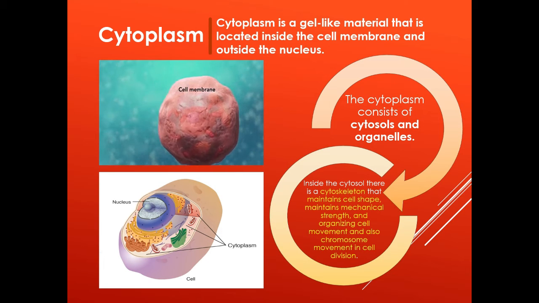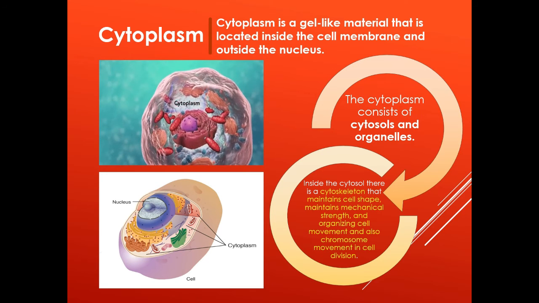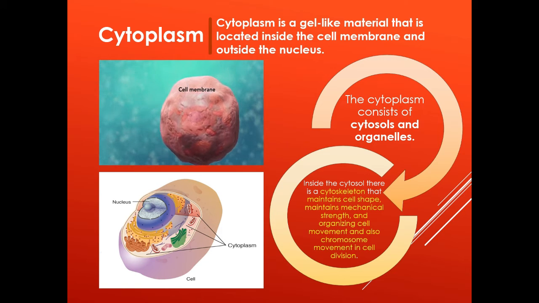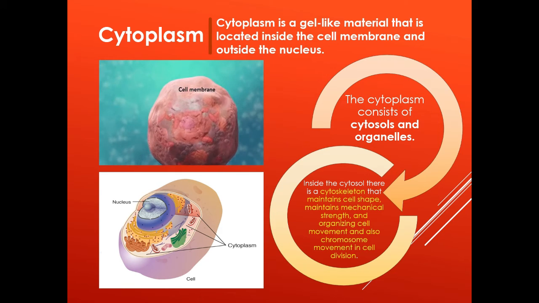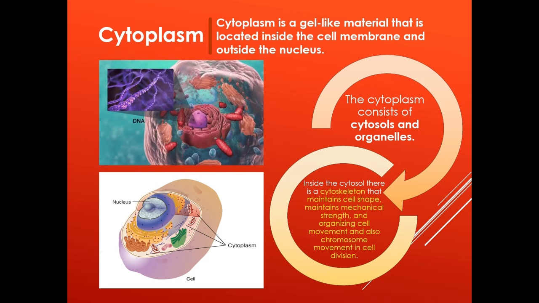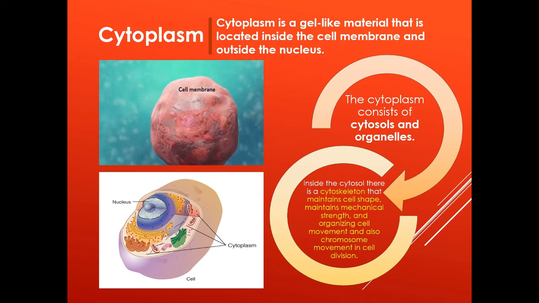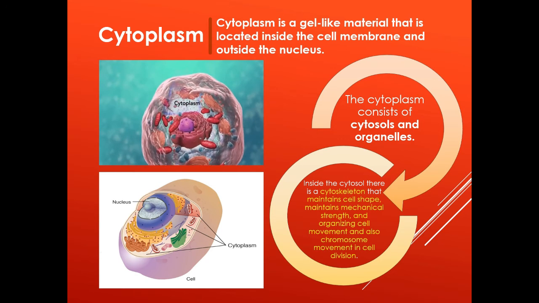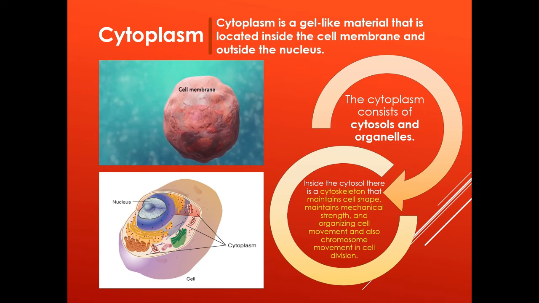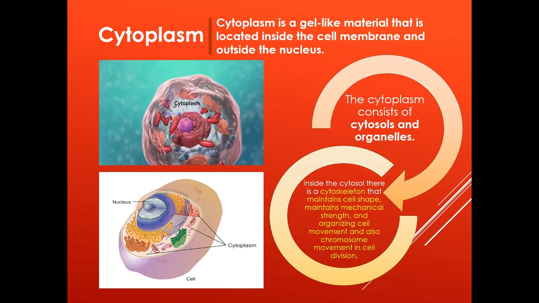The second part of the cell is the cytoplasm, which is a gel-like material located inside the cell membrane and outside the nucleus. So it is between the cell membrane and the nucleus itself. The cytoplasm consists of cytosol and organelles. Inside the cytosol, there is a cytoskeleton that maintains the cell shape, the mechanical strength, and organizes cell movement, also chromosome movement in cell division.